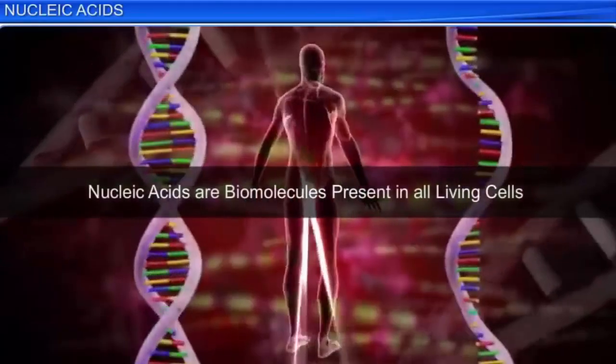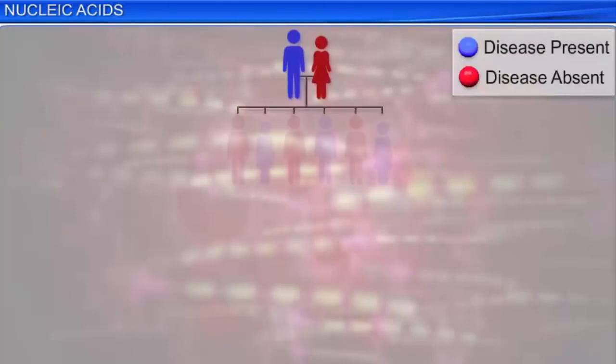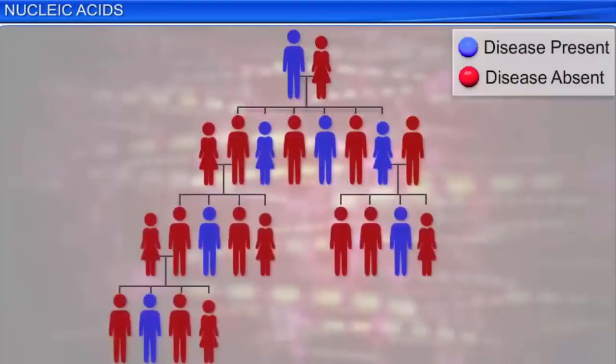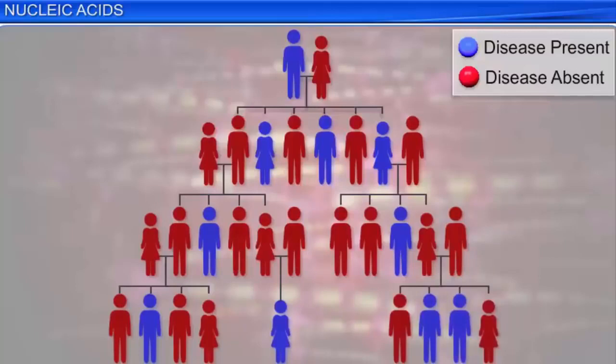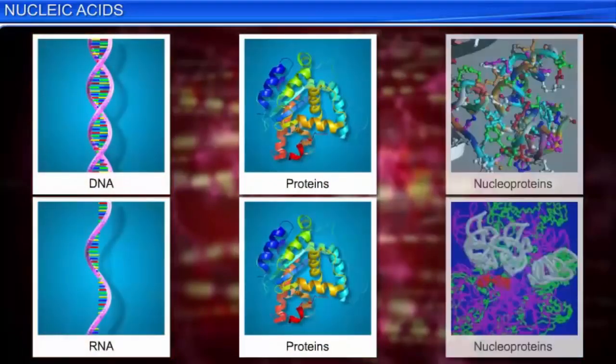Nucleic acids are biomolecules present in all living cells and are responsible for transmitting genetic information from one generation to the next. In other words, they are the carriers of heredity. They are found to exist along with certain proteins. Proteins, along with the nucleic acids, constitute nucleoproteins.